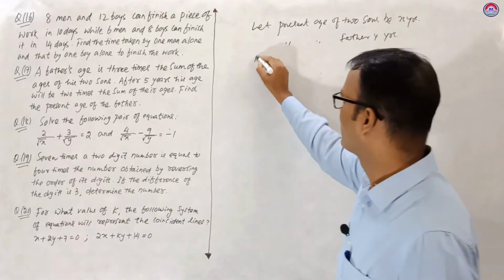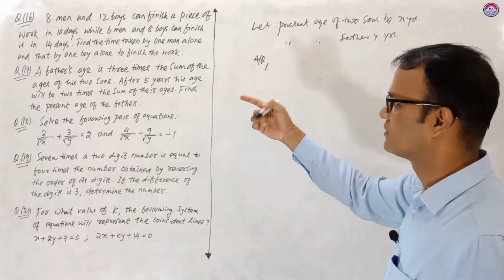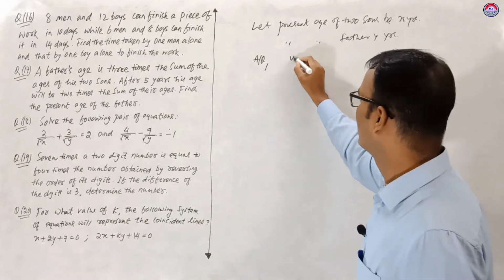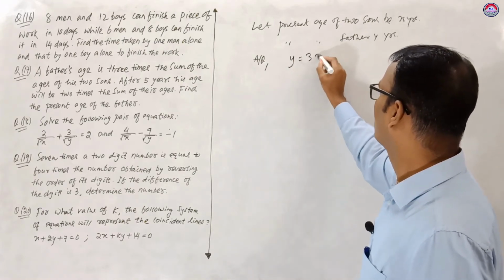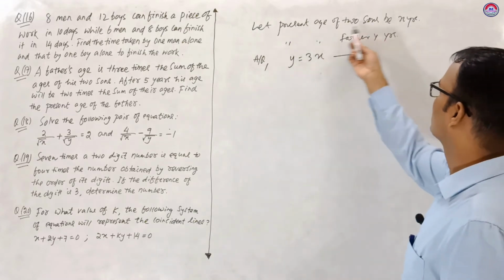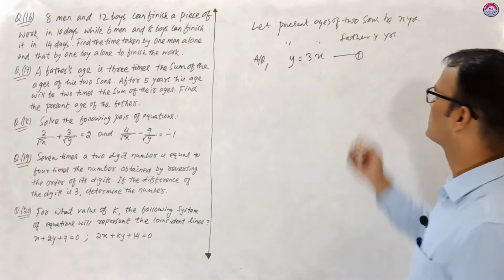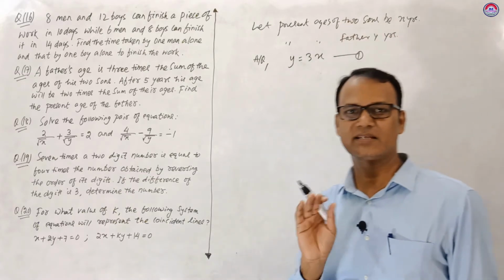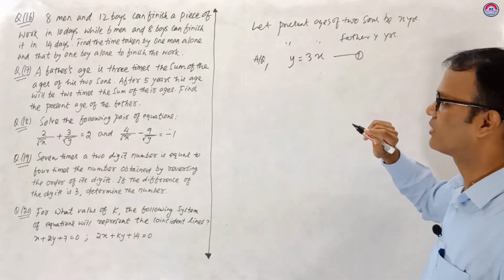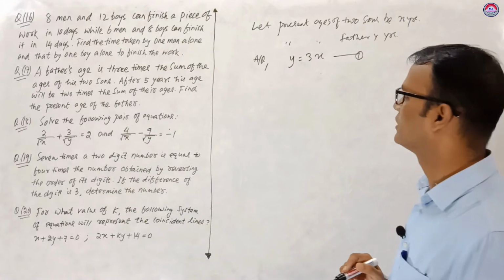According to the question, first, what is given? Father says 3 times the sum of the ages of 2 sons. So y equal to 3 into x. It is equation 1. The sum of the present ages of the 2 sons is x years. The father's age is y. So according to the question, y equal to 3 times, that is, y equal to 3x.